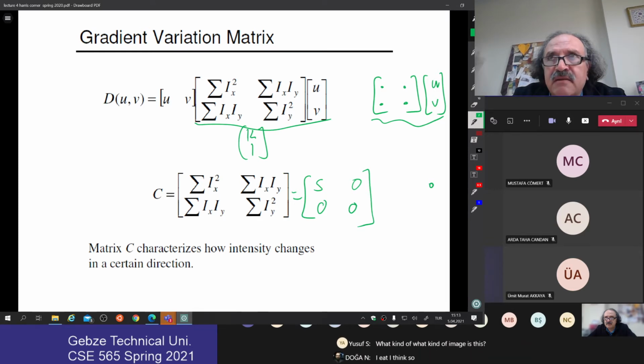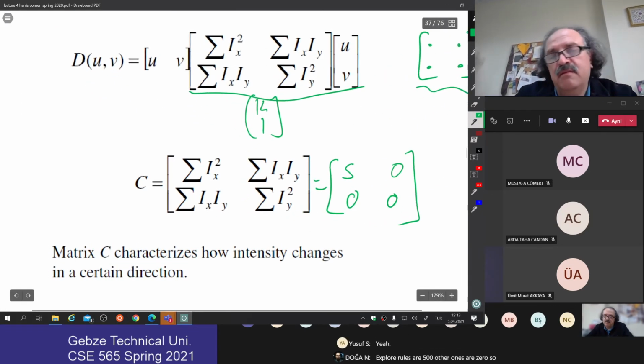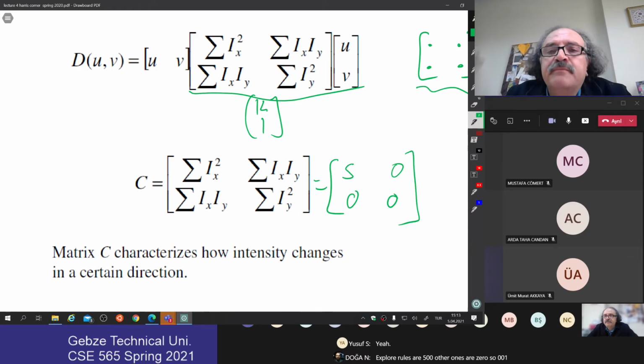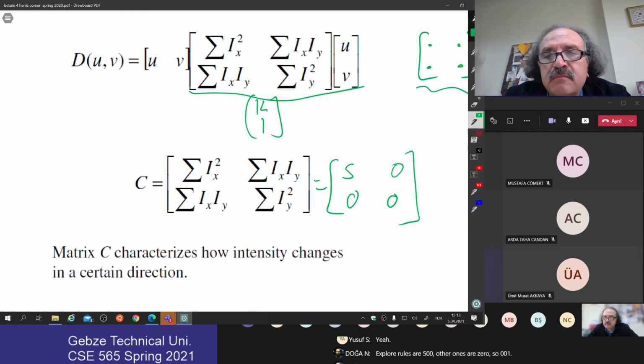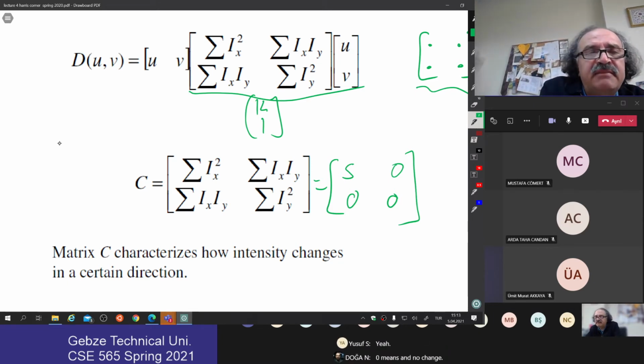Ix gradient of X values. So it's 5, and we know that all total gradient of X values are 5 and the other ones are 0. If we think about a gradient vector, the total gradient vector 0 means no change. So it is something like this maybe.